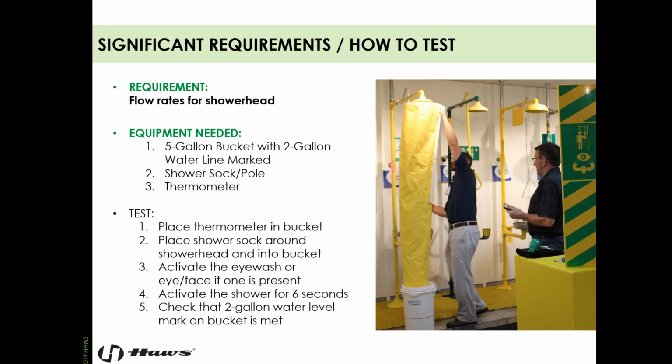Check that 2-gallon water line on the bucket. If it's over it, perfectly compliant, you're getting over 20 gallons per minute. If it's under, you need to check the supply line, make sure it's 1 1/4 inch, bare minimum for a combo unit, 1/2 inch for an eyewash or eye/face wash, and make sure there are no obstructions and that the valves are fully open.